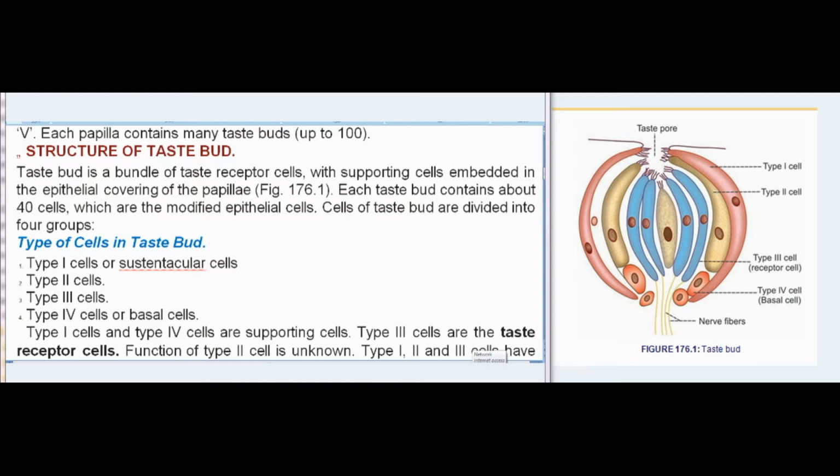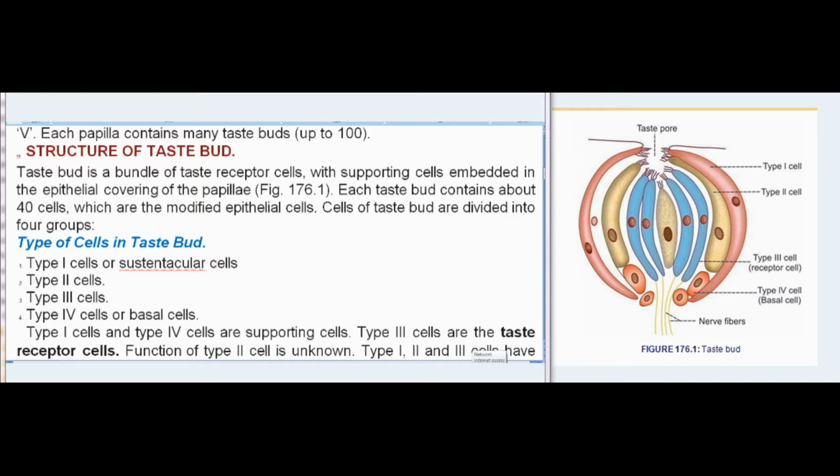Structure of taste bud. Taste bud is a bundle of taste receptor cells, with supporting cells embedded in the epithelial covering of the papillae, Fig 176.1. Each taste bud contains about 40 cells, which are the modified epithelial cells. Cells of taste bud are divided into 4 groups: type of cells in taste bud. Type 1 cells or sustentacular cells, type 2 cells, type 3 cells, type 4 cells or basal cells. Type 1 cells and type 4 cells are supporting cells. Type 3 cells are the taste receptor cells. Function of type 2 cell is unknown.